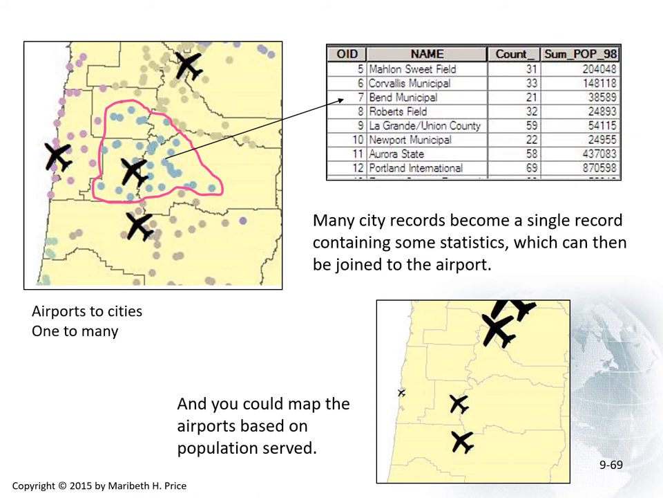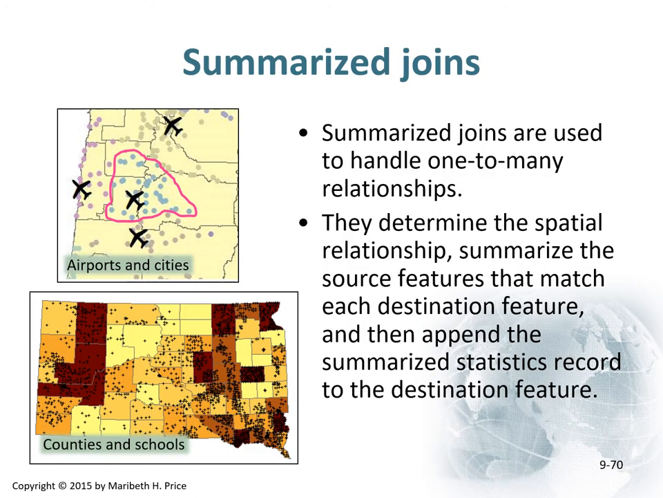So you can see here, for example, the Bend Municipal Airport. There are 21 cities that surround that, where that is the closest airport. And they have a combined population of 38,589 people. All the information for each of those little cities was summarized into a single entry that could then be joined to that single entry of the airport. That's what summarized joins do, and they work really awesome.